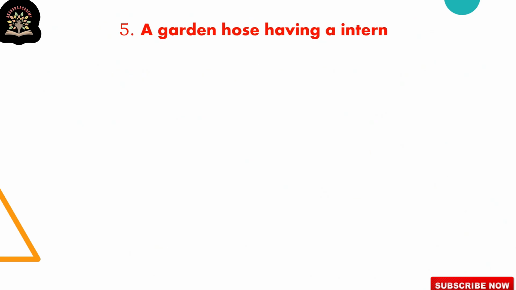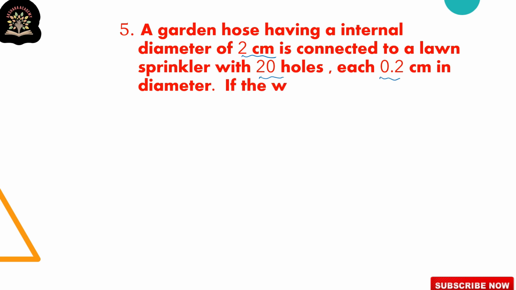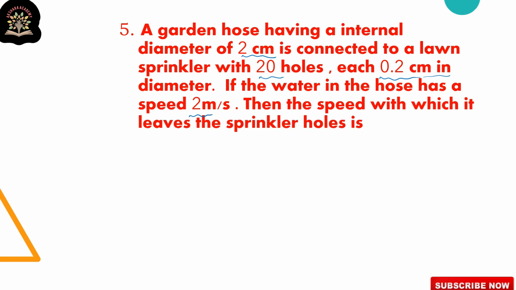A garden hose having an internal diameter of 2 centimeters is connected to a lawn sprinkler with 20 holes, each 0.2 centimeters in diameter. If the water in the hose has a speed of 2 meters per second, then find the speed with which it leaves the sprinkler holes. So let us go to the solution.